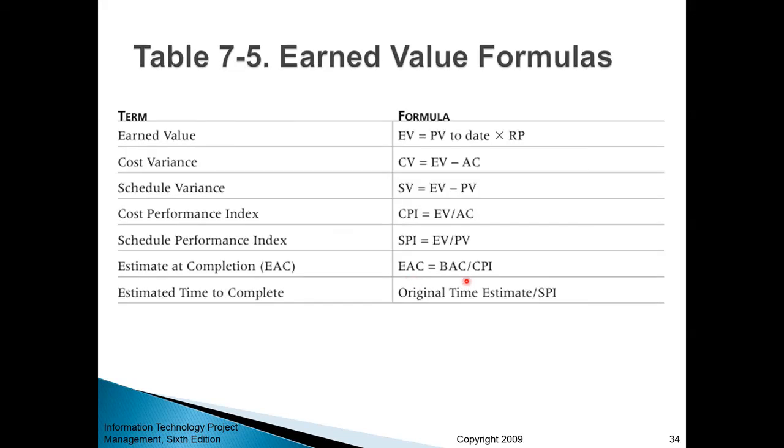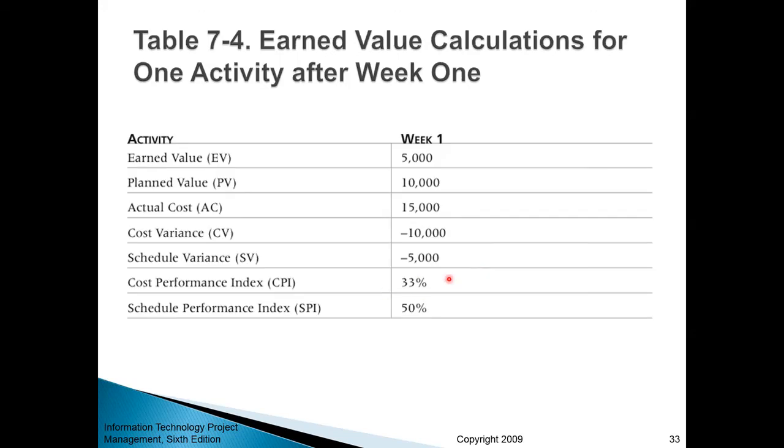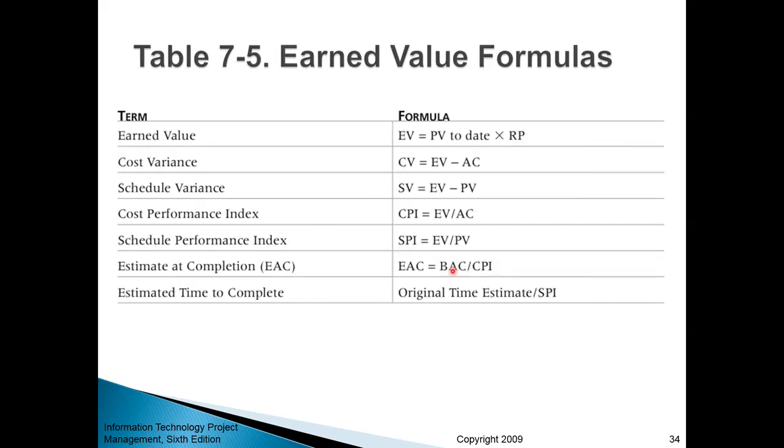It means if that cost performance index stays the same, then your estimated budget at completion will be the original budget divided by cost performance index, which is 33%. And given this rate of 33%, your estimated budget at completion will be 3 times the originally estimated budget, right? Because your cost performance index is 33%.